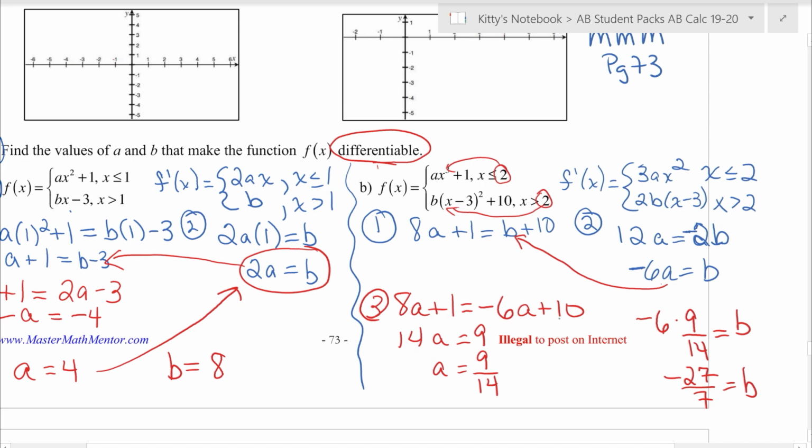I did that, solved. I got A was 9/14. And when you plug that back in, you can plug it into either relationship. I just plug it into the easiest one. You get B as -27/7.